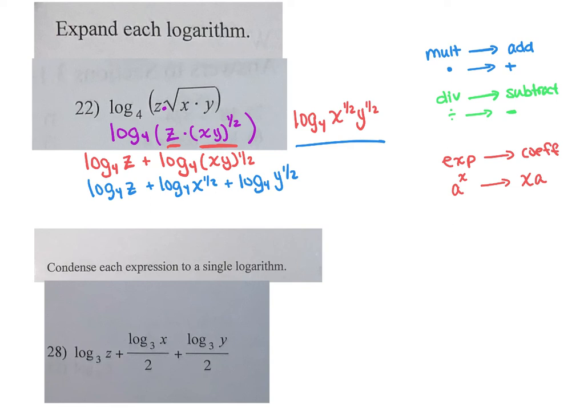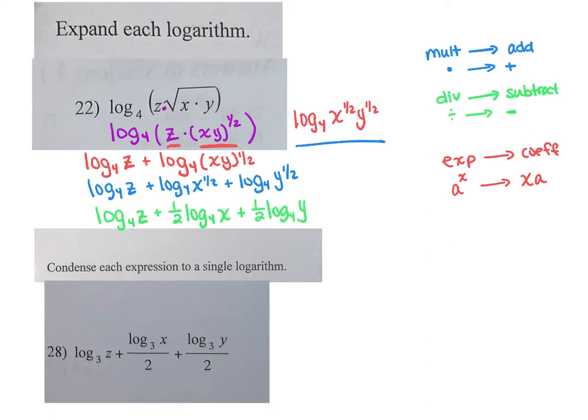Your square root is to the power of 1/2. So anytime you have a root, it's to the power of that index. All right, and so now my last step is to pull that 1/2 out in front. So plus 1/2 log base 4 of x plus 1/2 log base 4 of y.